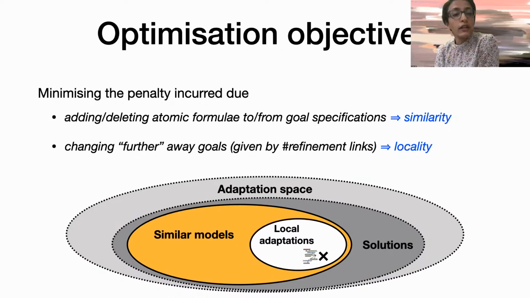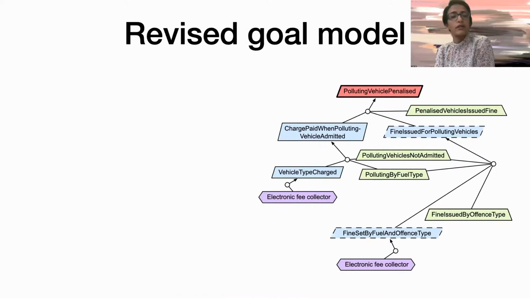And to find local adaptations, we also add a cost for changing goals that are further apart within these models. This is determined by how many refinement links are connecting them. And the learning mechanism tries to minimize these costs. So in an example, the learning generates a candidate adaptation, which issues a fine for any vehicle running with the Euro standard entering the area.